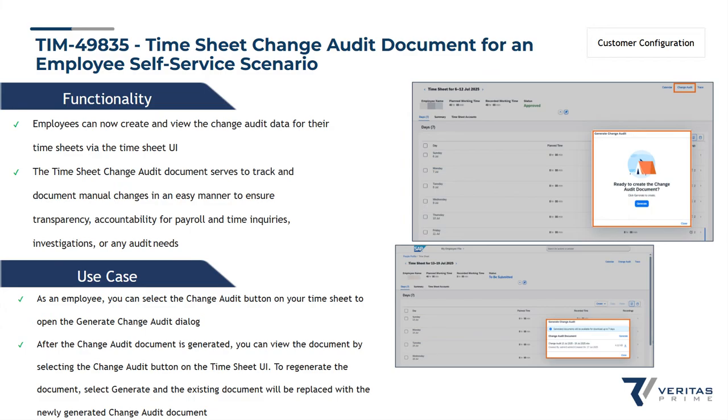As an employee, you can select the Change Audit button on your timesheet to open the Generate Change Audit dialog. After the Change Audit document is generated, you can view the document by selecting the Change Audit button on the Timesheet UI. To regenerate the document, select Generate, and the existing document will be replaced with a newly generated Change Audit document.